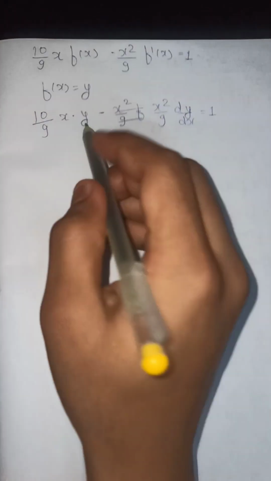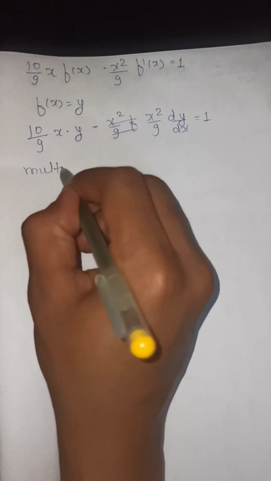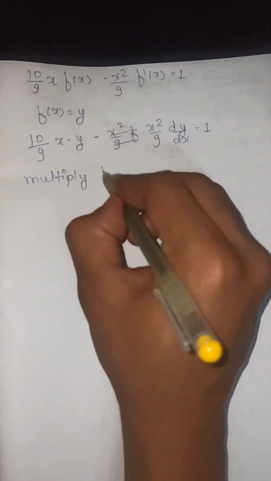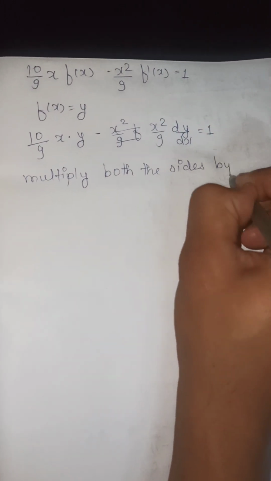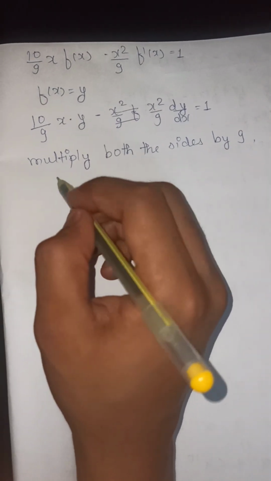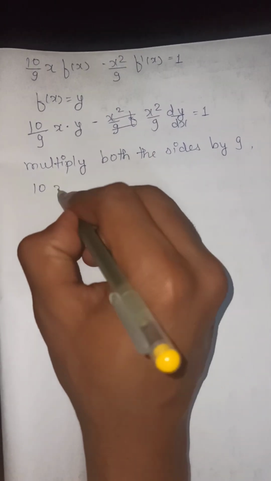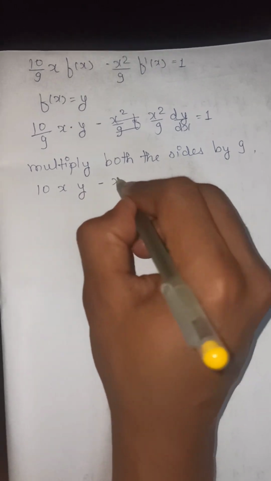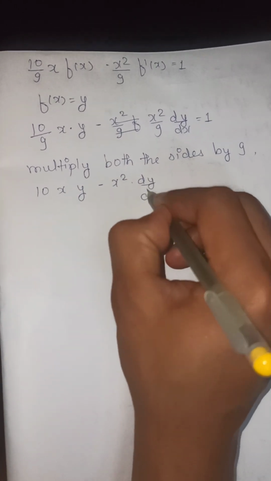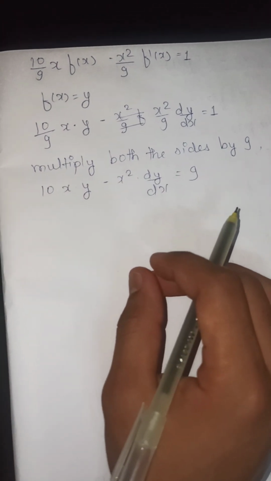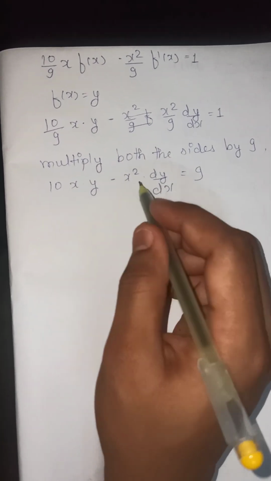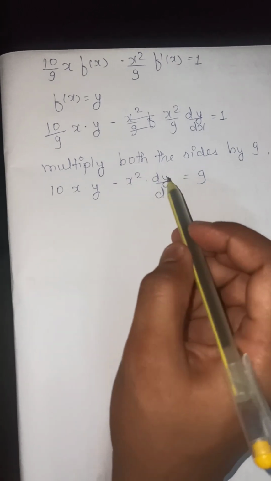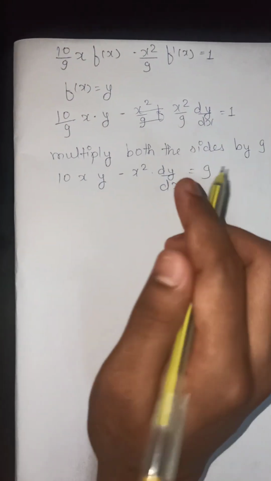Correct? And to simplify further, you may just multiply both the sides by 9. By doing so, you will get 10 times x into y minus x squared dy by dx is equal to 9. Is that correct? Okay, I hope you are getting all the steps till this point.